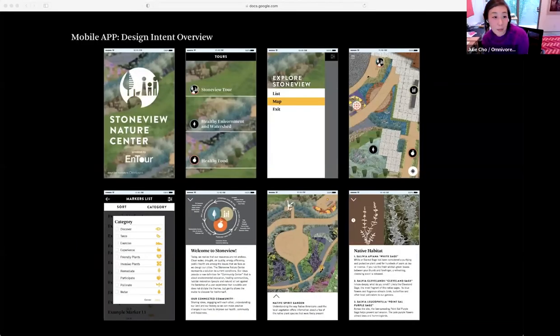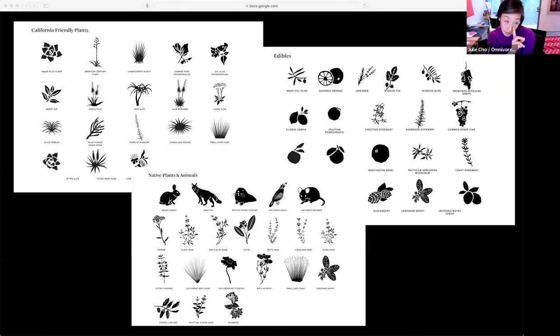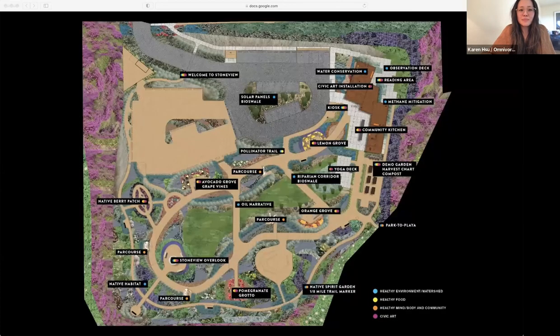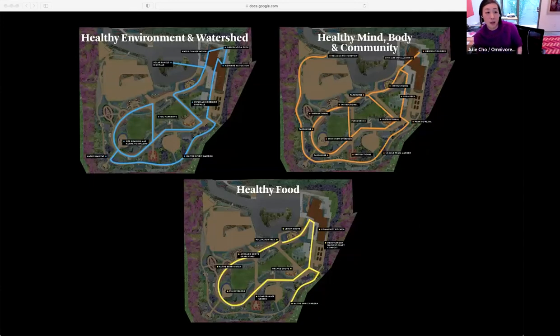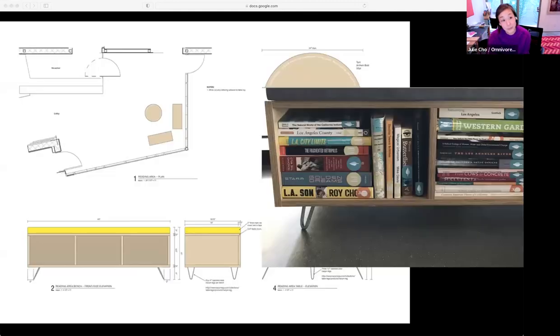We also developed an app that we consider a kind of sign that further explains the various interpretive moments on site. As part of the interpretive graphics and visual identity system, we created illustrations for the native plants and animals, California-friendly plants and edibles on site. So this is the site and landscape plan for the park, and also the background map for the app, showing all the interpretive moments and corresponding signs. Three main areas on the site represent all three themes.